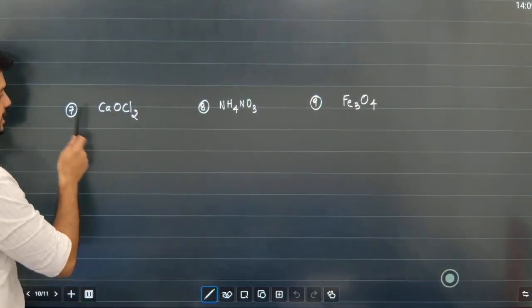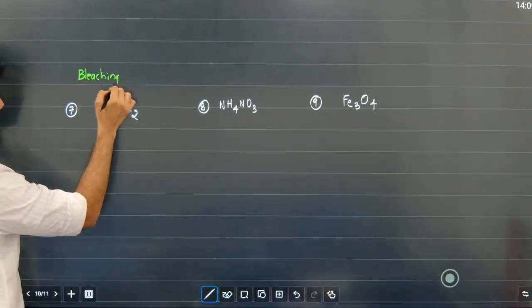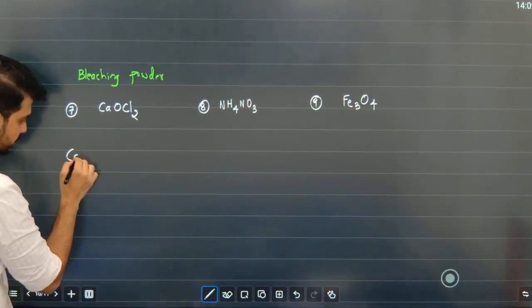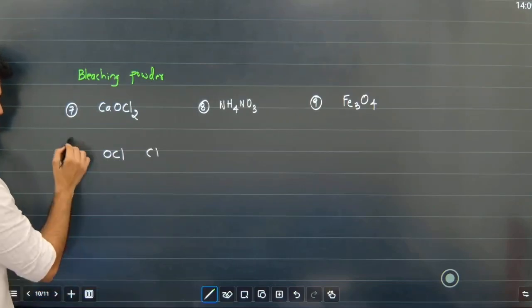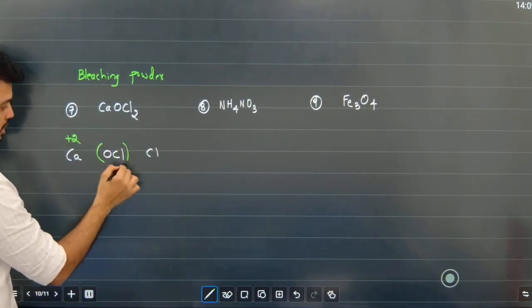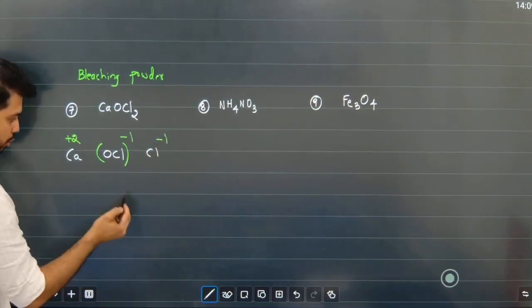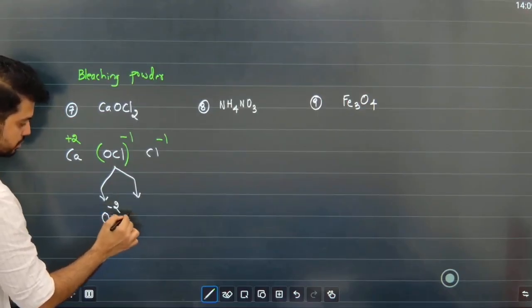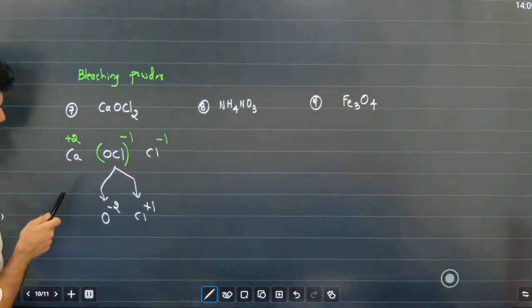Next, CaOCl2 people is bleaching powder. If I look at bleaching powder, very important, bleaching powder को हम ऐसे डिवाइड करते हैं when we want to know the charge. So calcium is +2, charge on OCl- is -1, and charge on Cl is -1. OCl- पे further we can say that the charge on oxygen is -2, but the charge on chlorine is +1. This is how you can find their individual oxidation numbers.